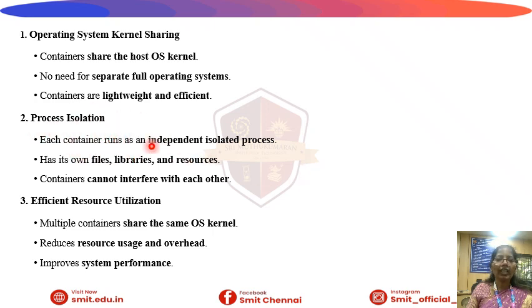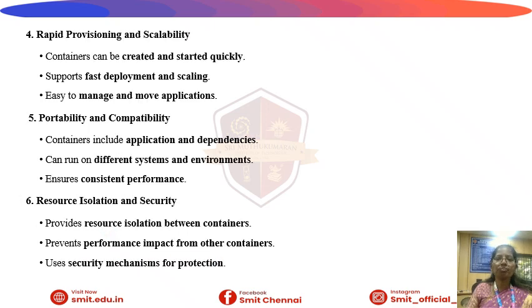Second one, process isolation. Each container runs as an independent isolated process. It has its own files, libraries, and resources. One container cannot interfere with others. Then third one, efficient resource utilization. Multiple containers share the same operating system kernel. It reduces resource usage and overhead, and improves system performance. The next one, rapid provisioning and scalability. Containers can be created and started quickly, with fast deployment and scaling, easy to manage and move applications. That is rapid provisioning and scalability.